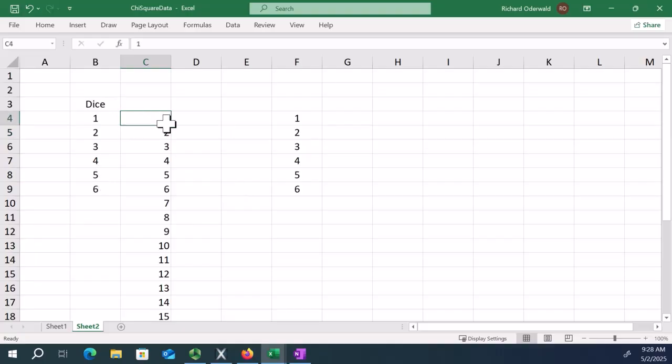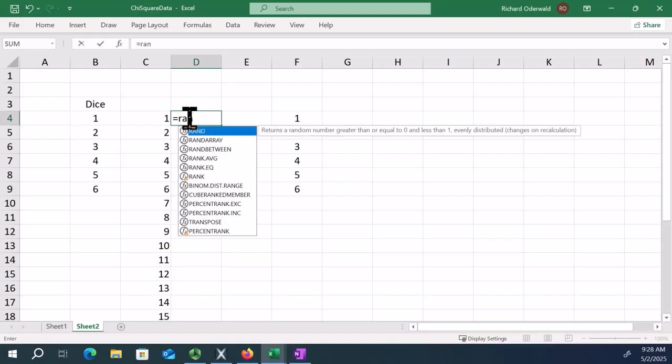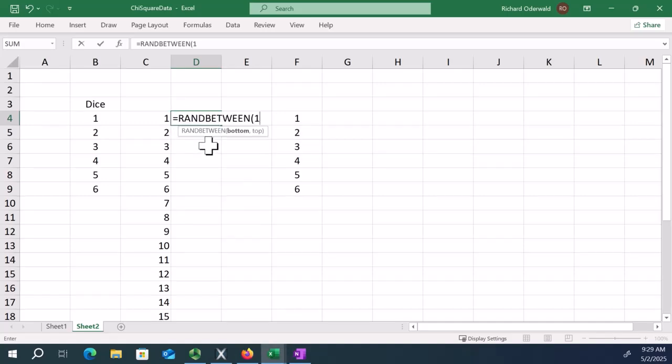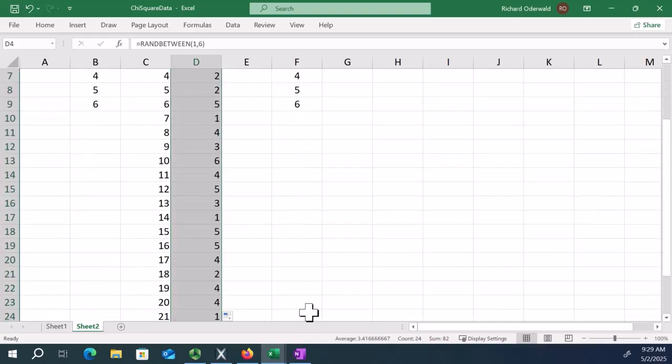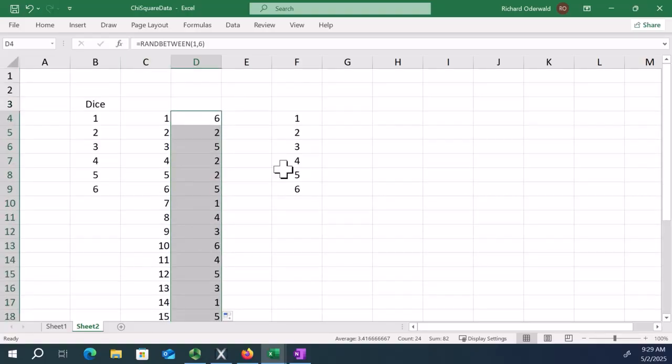These are my rolls. Now, next to here, I want the RANDBETWEEN, RANDBETWEEN 1 and 6. And then copy that down. So now I have 6s, 2s, 5, 2, 2, 1, 4, and so on.